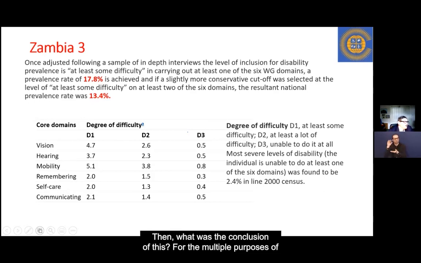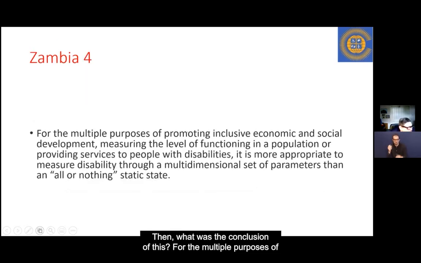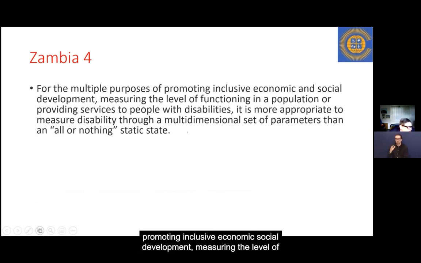And then what was the conclusion of this? For the multiple purposes of promoting inclusive economic and social development, measuring the level of functioning in the population, or providing services to people with disability, it is more appropriate to measure disability through multidimensional sets of parameters rather than the all or nothing, are you disabled or not? And I think that's been shown by this data, and similar data have been gathered in many other countries to show the same pattern.